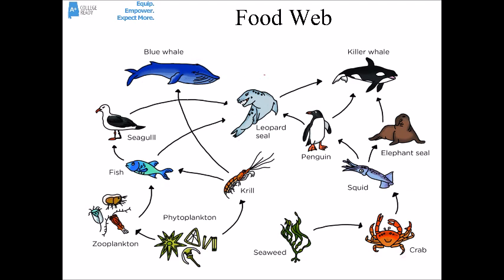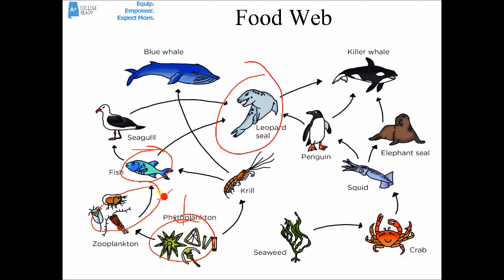Let's take the leopard seal, for example. So the leopard seal eats fish. That's one of the things that it eats. Fish eat zooplankton, which eat phytoplankton. So that would mean this would be a producer, primary consumer, secondary consumer, tertiary consumer. So in that particular food chain, the leopard seal is a tertiary consumer. But notice the leopard seal also might eat a penguin. So let's look at that food chain.